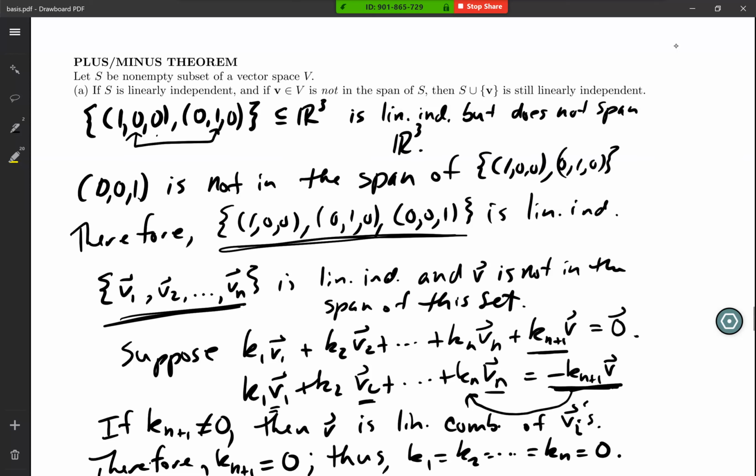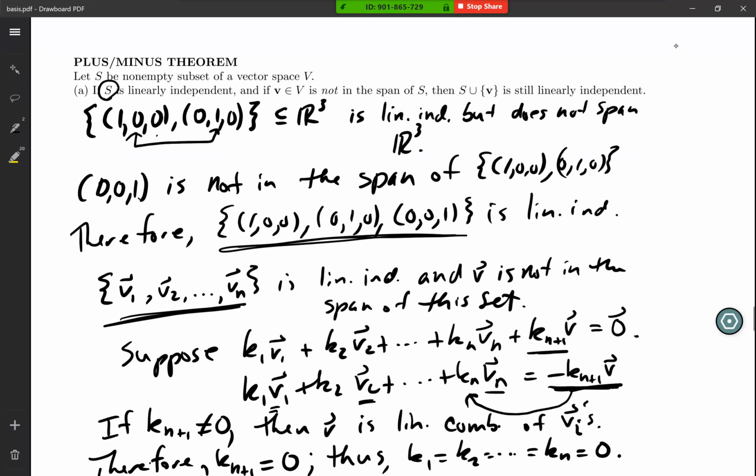Now again, just thinking about what the words linearly independent mean, it means that these vectors that are in S don't depend on one another, meaning that I cannot write one of the vectors as a linear combination of the others. That's the idea of being linearly dependent, right? So if the set is linearly dependent, then I can write one of the vectors as a combination of the other ones.